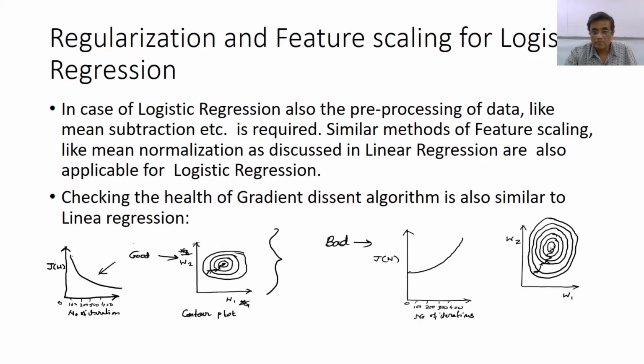If your cost function value is increasing iteration after iteration, then it's bad, something is wrong. So you'll have to stop your algorithm and fix the problem. Or if you have an elliptical contour plot, that is bad. It should be circular. Circular is good, elliptical is bad. So these are the things which you should remember, just like in case of linear regression.